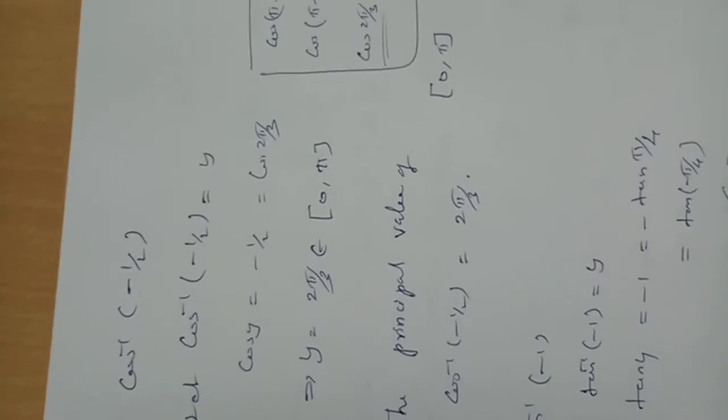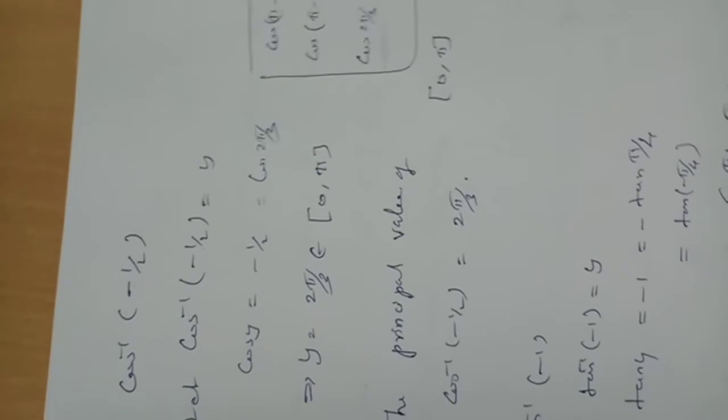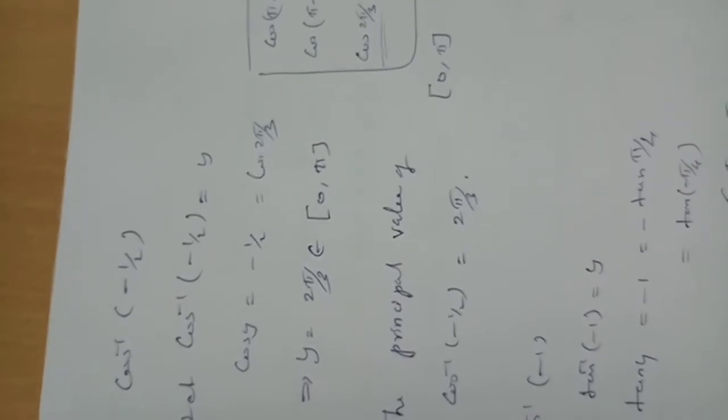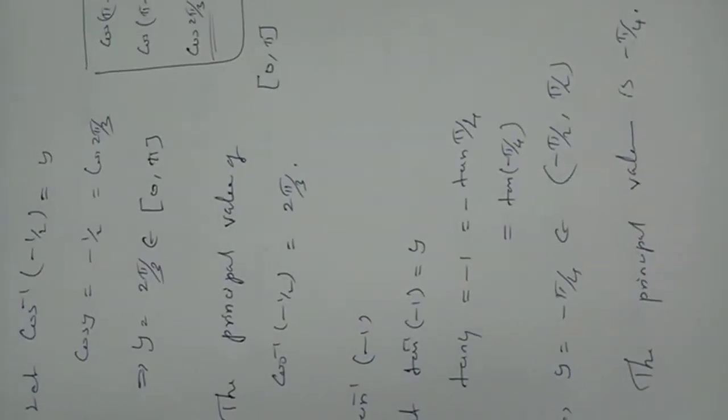Therefore, the principal value is minus pi by 4. Minus pi by 4 is the required principal value. Next problem number 7.